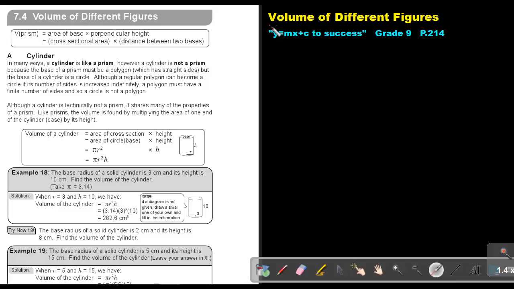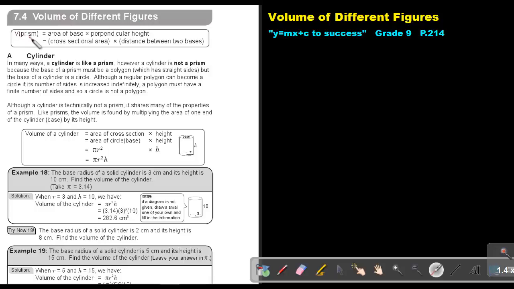Part 15, Volume of Different Figures. You will find this on page 214 in the Namibian Mathematics Grade 9 textbook. Volume of different figures.